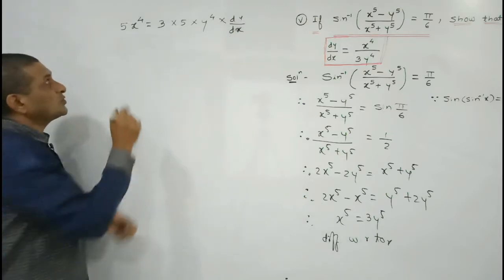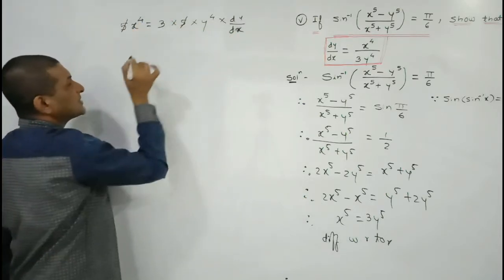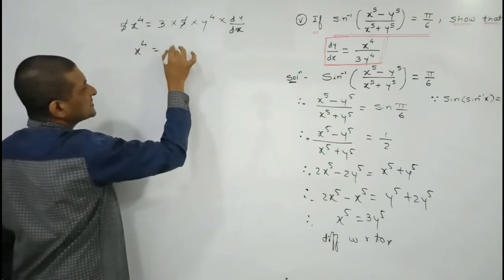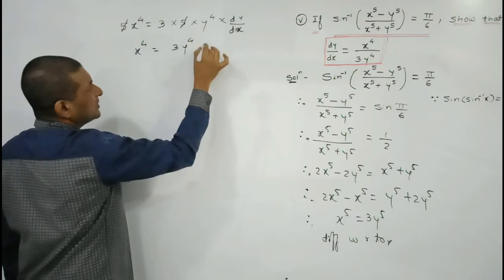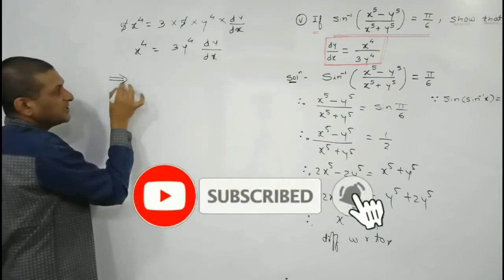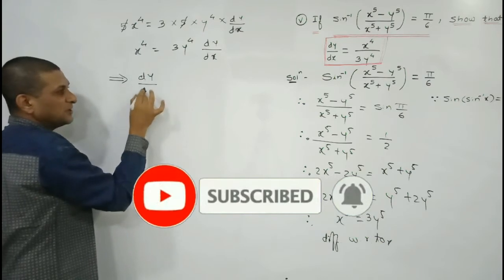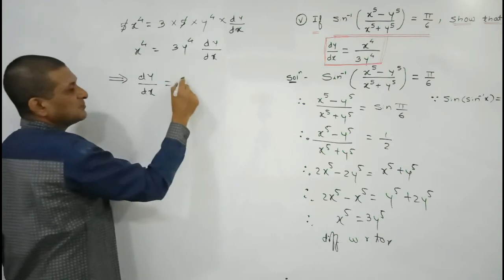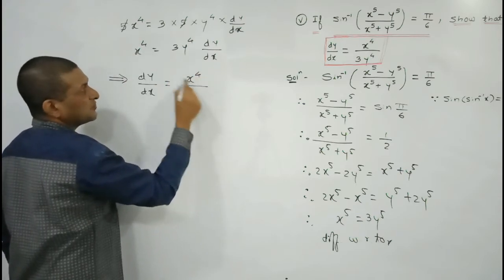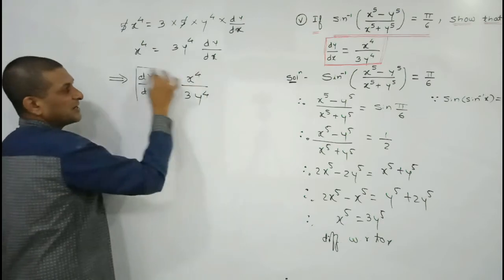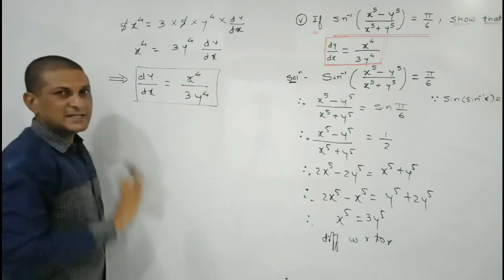If you observe both sides, 5 and 5 on both sides will get cancelled. On this side remaining term is x raised to power 4, and on this side 3y raised to power 4 dy by dx. So simplify it to find out the required value of dy by dx. So this term will get divided on this side, means on this side we will get x raised to power 4 divided by 3y raised to power 4, which is nothing but our required value of dy by dx.